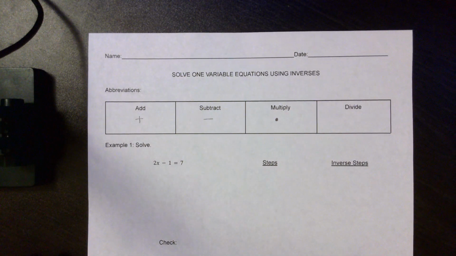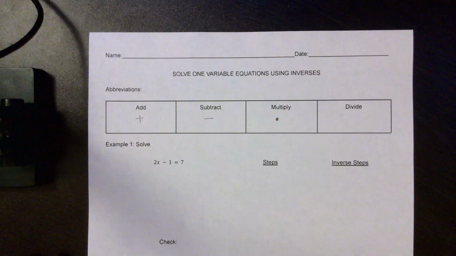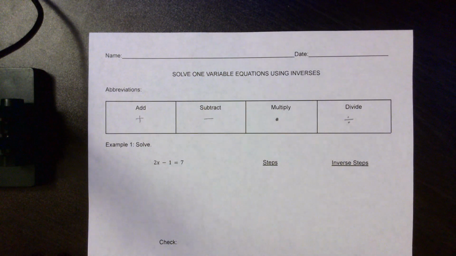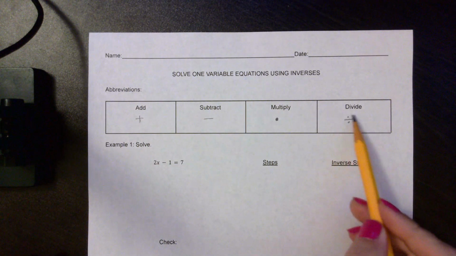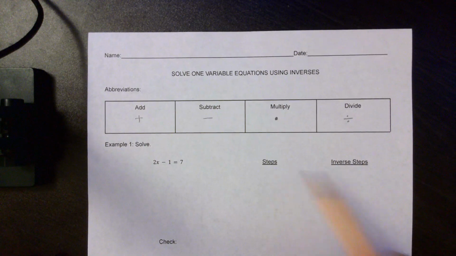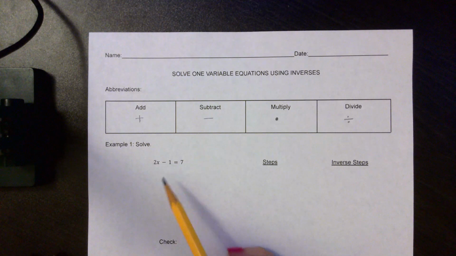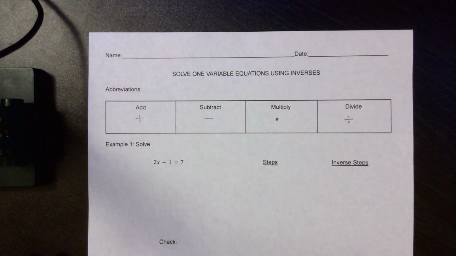If you would rather write parentheses or the times symbol, you can. I just think that gets confused with x. And then we're going to use the division bar for divide. Okay, so again, we're going to use this symbol for divide in our steps and our inverse steps, but we're going to use the symbols that we've been using for the past couple days on our equation.